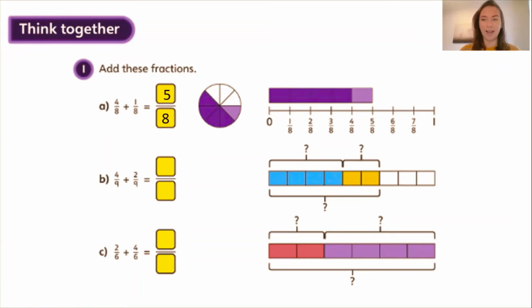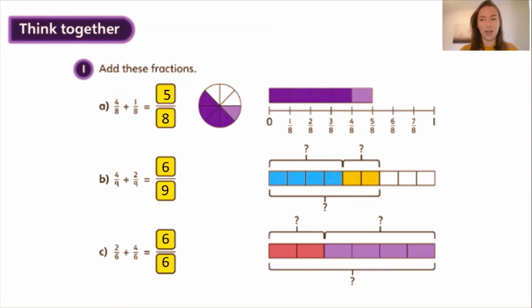Okay, let's go through some answers then. For part B, 4 ninths add 2 ninths. The rule is the denominator will stay the same. So we're still going to have 9 as our denominator. 4 and 2 makes 6. So the answer is 6 ninths. For part C, 2 sixths and 4 sixths. The denominator will stay the same. We'll have 6 still. 2 and 4 makes 6. So there will be 6 sixths.